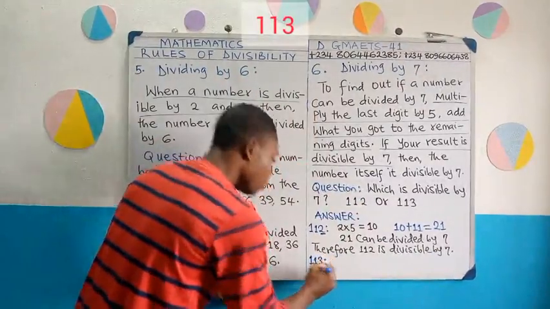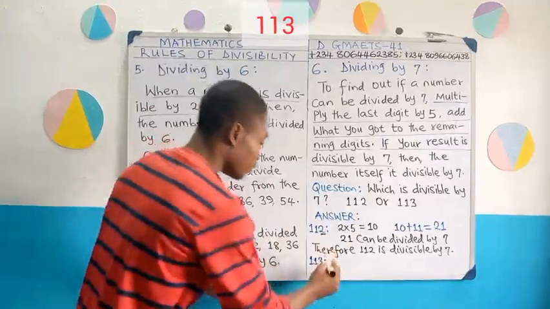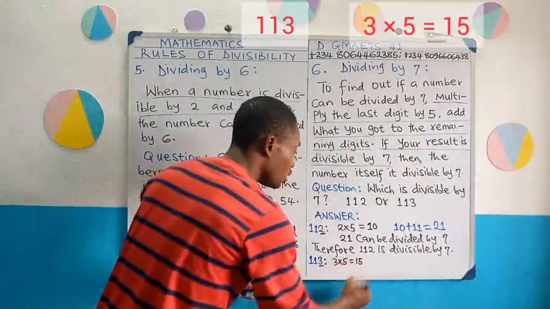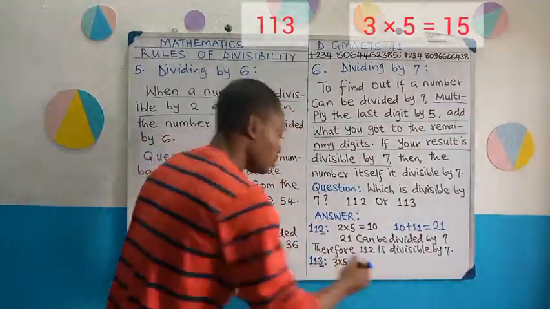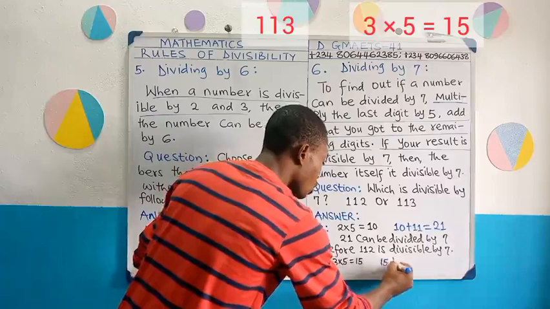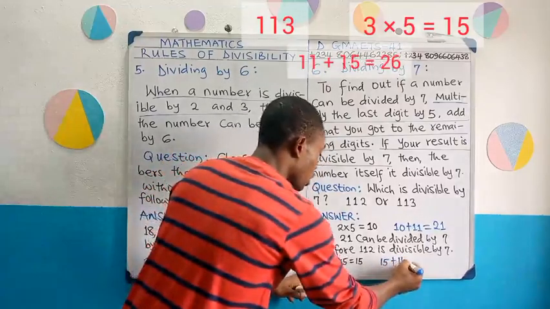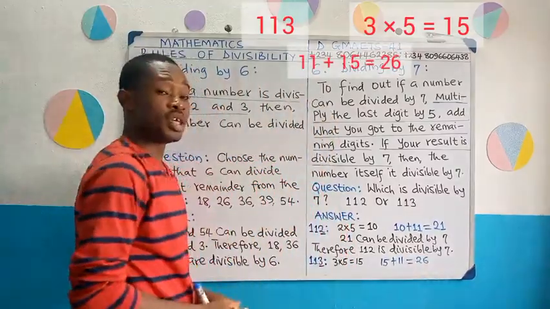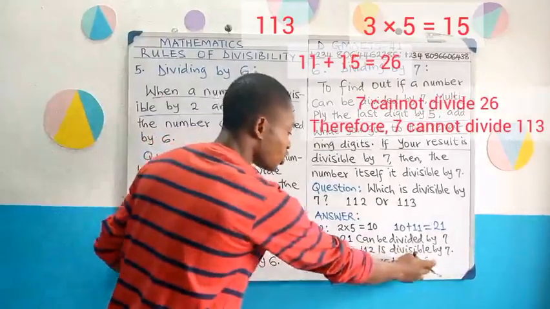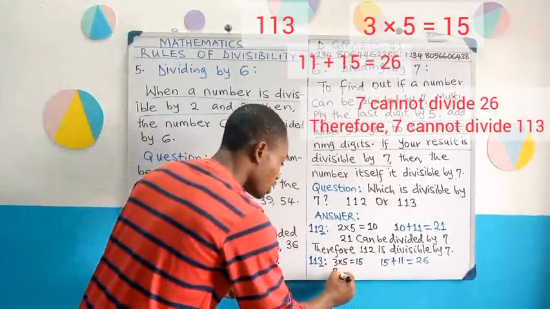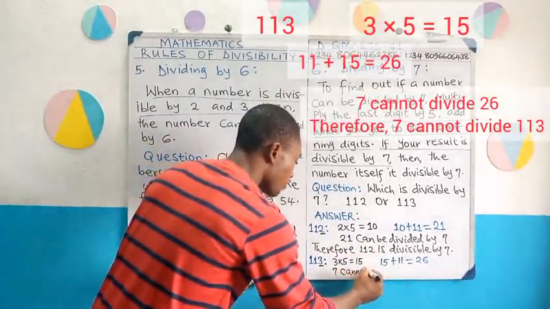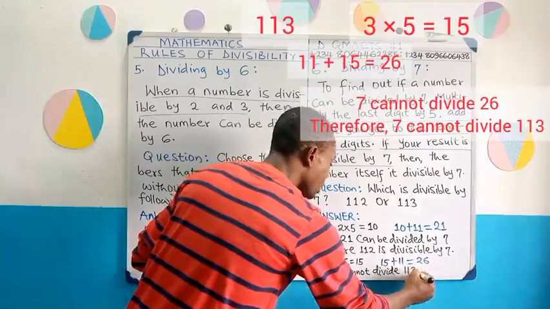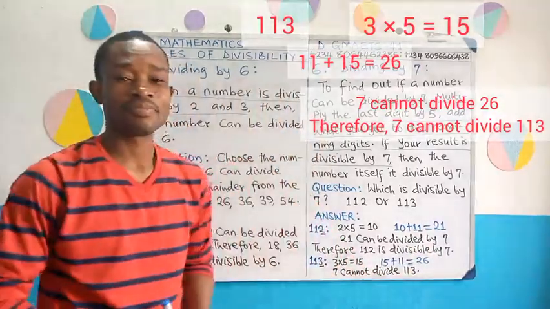Now if you do for the second one, 113, let's find out. I'll be fast in this. Multiply the last digit by 5. 3 times 5 will give us 15. Now add that 15 to the remaining digit 11. If you add it, you get 26. Now, you see that 7 cannot divide 26. So I can just conclude, 7 cannot divide 113.